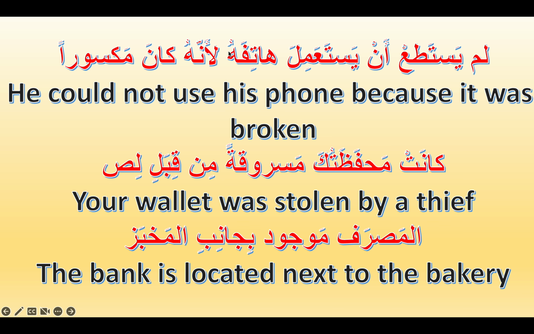هاتفَه with the fatha. The hu here is the possessive suffix, his. لأنه, the hu here is referring to the هاتف, so it's masculine. كان مكسورا, broken. Now notice that it's مكسورا. It has this fatha tanween at the end. This is because the ism maf'ul is the object of kana, and the object of kana is in the accusative. Don't worry too much about this for now. I'm just explaining it now so you understand why this is here. Okay? Let's move on.